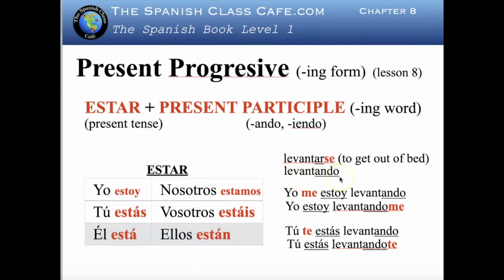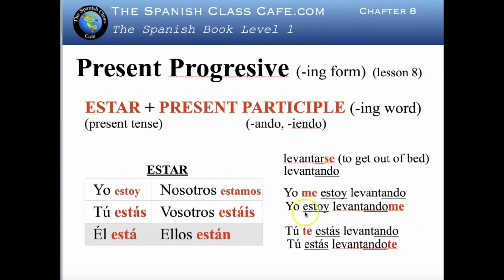Okay. The infinitive ends in AR, then it will be ando, the present participle. If we put it in a sentence, it will be yo me estoy levantando. Now notice again the reflexive pronoun is in front of the conjugated verb estoy. Now, with the present progressive, because the present participles accept reflexive pronouns attached at the end of them as one word, then we can move it to the back.